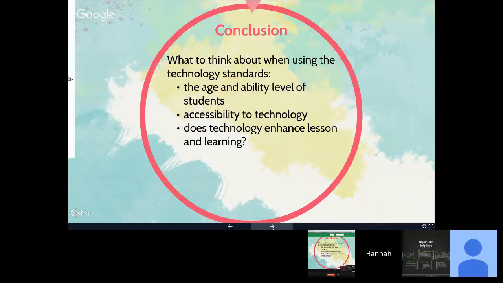Number 2, accessibility to the technology. For instance, what technology is available for use at your school? What technology do your students have access to at home? And what technology do the parents have access to? Will this inclusion of technology enhance your lesson and your students' learning? You want to include technology that adds to your lesson, not hinder it.